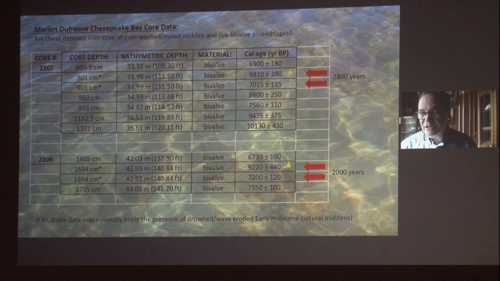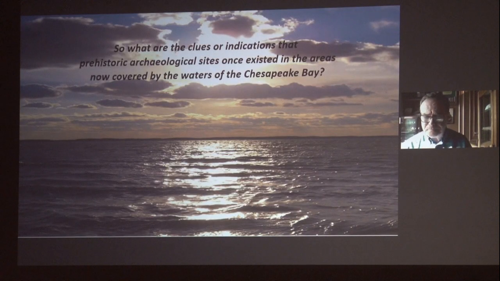And what I question here is maybe what you're seeing is overwash events, just like you see in the modern situation. And maybe those older shells, like the ones highlighted with the yellow stars, actually are redeposited midden debris. So that requires a lot of investigation.